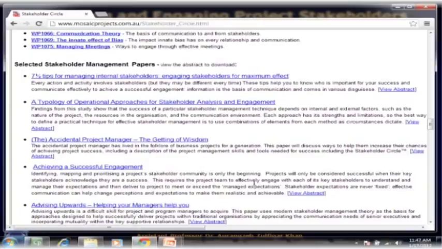This requires the project team to effectively engage with each of its key stakeholders to understand and manage their expectations, and then deliver the project to meet or exceed the managed expectations. Stakeholder expectations are never fixed. Effective communication can help change perceptions and expectations to make them realistic and achievable. It also follows from what I had said in an earlier lecture, that stakeholders are dynamic. They can change their opinions. They can be, say, supporting your project today, they can be opposing it tomorrow, and vice versa. Their perceptions can change based on the information which comes. Information comes through communication as a medium.